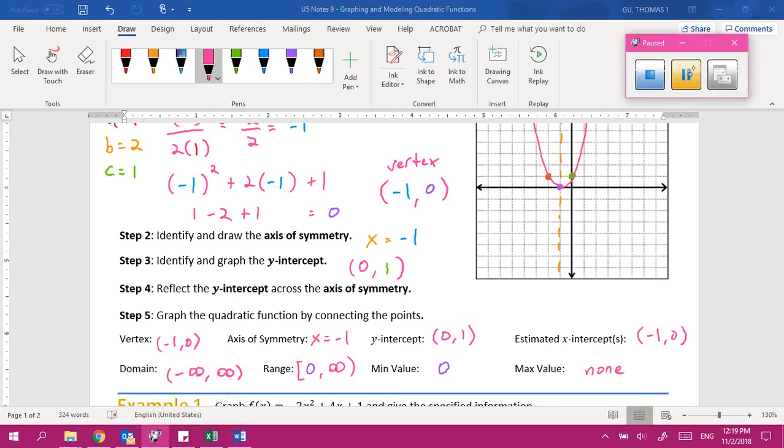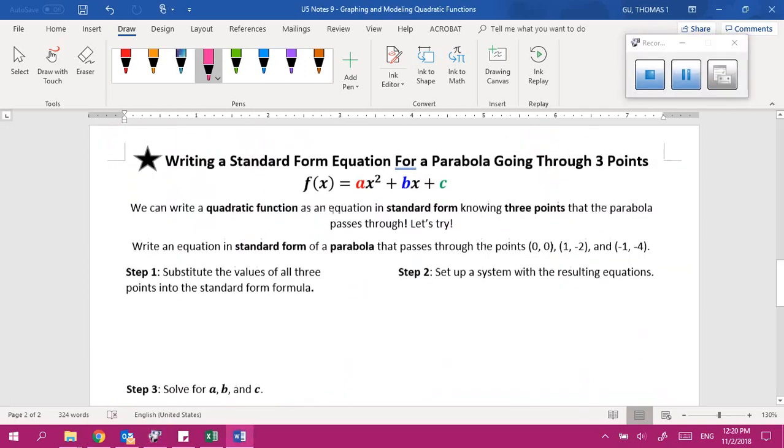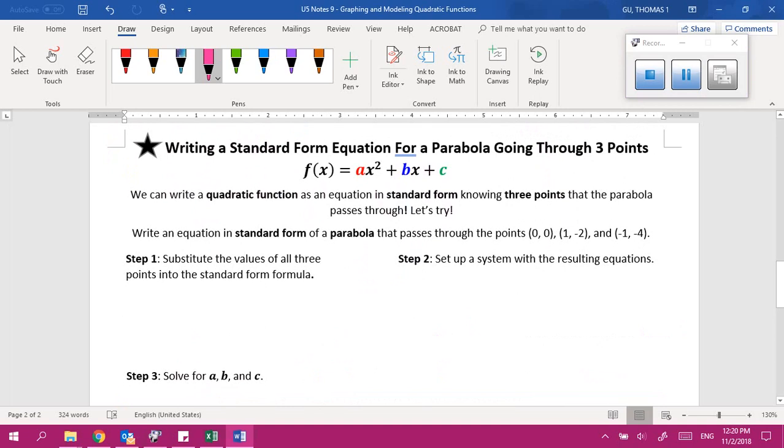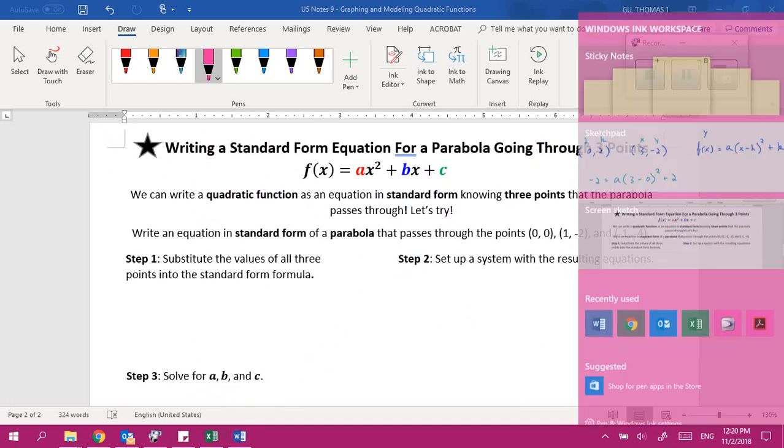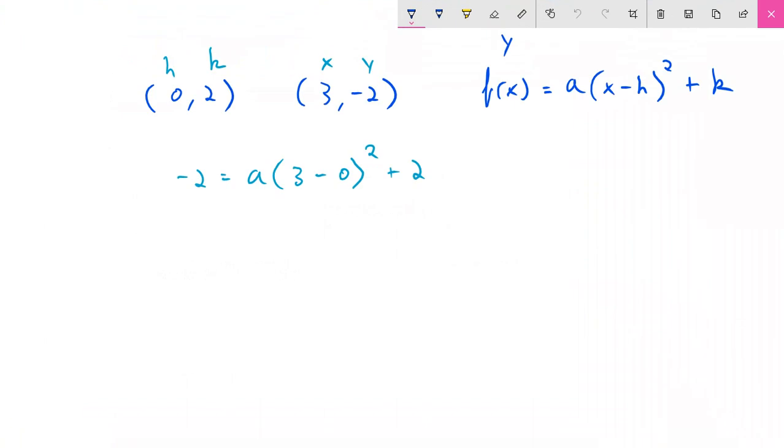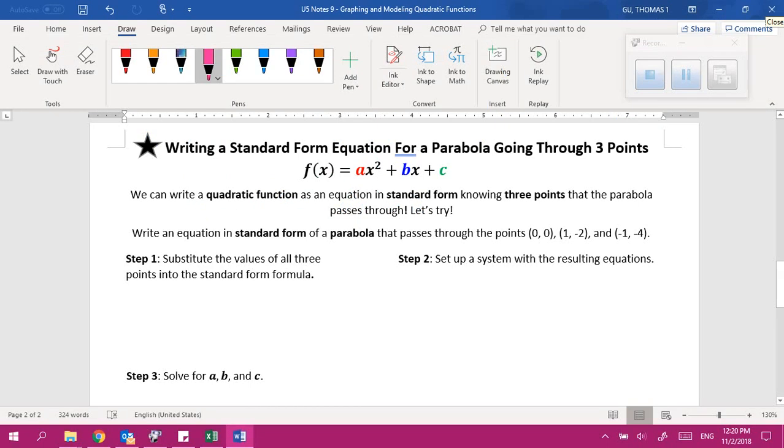Good. All right, so on to the back side. Now this is writing a standard form equation for a parabola going through 3 points. Just real quick, if I gave you a vertex, h, k, and a point, 3, negative 2, you could write the vertex form equation by replacing all the values in the vertex form formula, solving for a, and then writing your vertex form equation. This is the same idea, except this time we're writing a standard form equation, that's ax squared plus bx plus c. And this time it's going through 3 points. So let's follow through the steps and see how this is done.